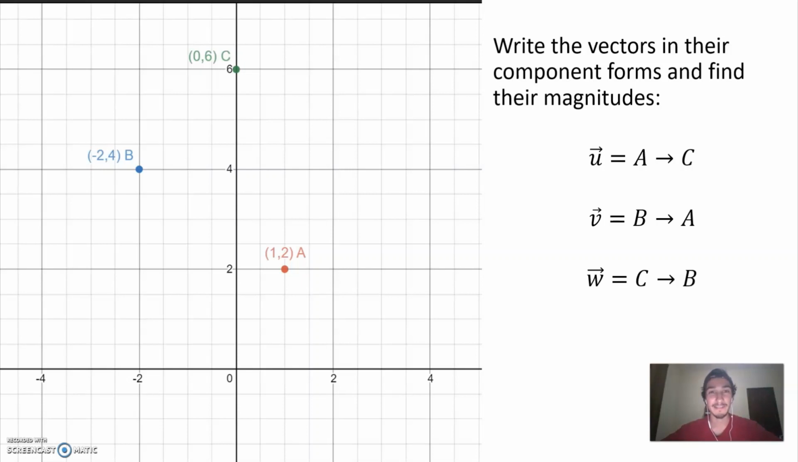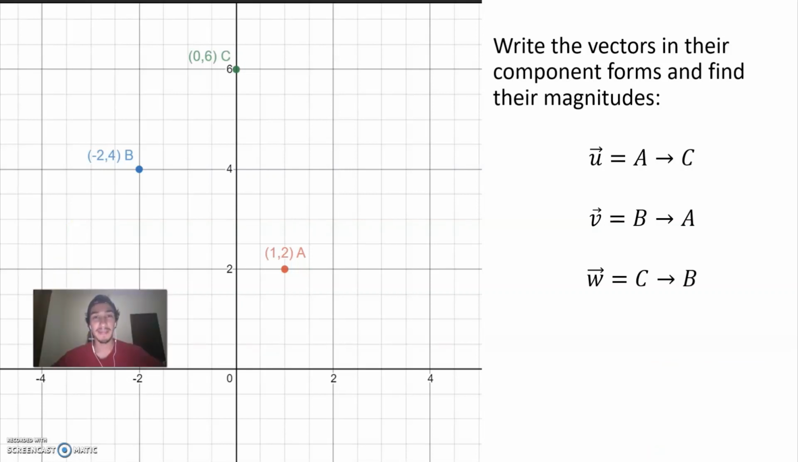All right, so now it's time for you guys to practice on your own. So try writing the vectors in their component forms and finding their magnitudes. So vector u will be from point A to point C, vector v will be from point B to point A, and vector w will be from point C to point B. So take a minute, solve these now.